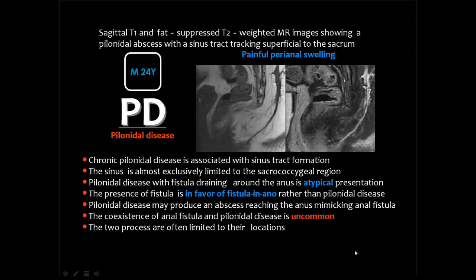The coexistence of anal fistula and pilonidal disease is uncommon, and of course, still there are certain anatomic locations for both diseases, one in the perianal area and one in the back of the sacrum.